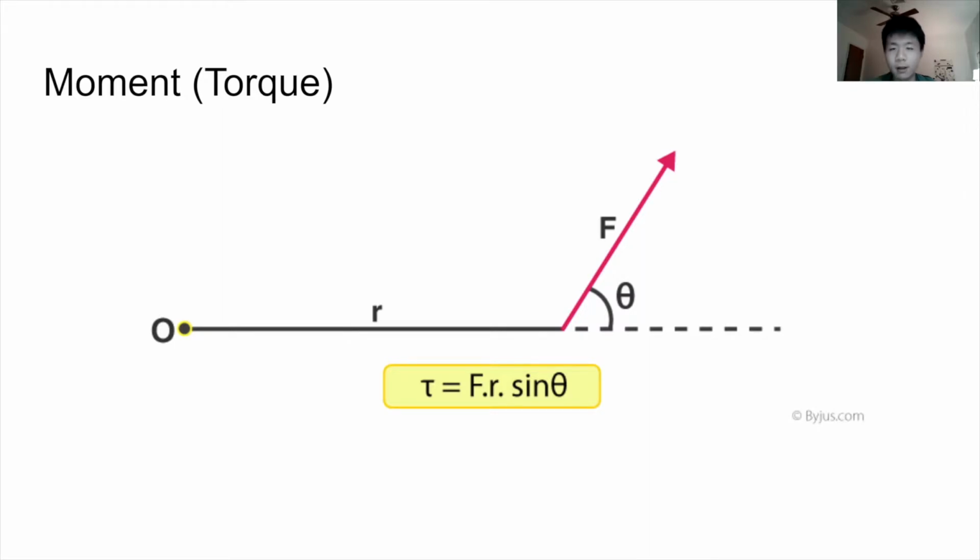Like if you're opening a door, then it's obviously easier to open the door if you use more force. You can also open the door easier if you put the force further away from the hinge. If you put the force further away from the hinge, you don't need to use as much force. And then, of course, if you use the force perpendicularly, so the angle is 90 degrees, then you also find it easier to open the door.